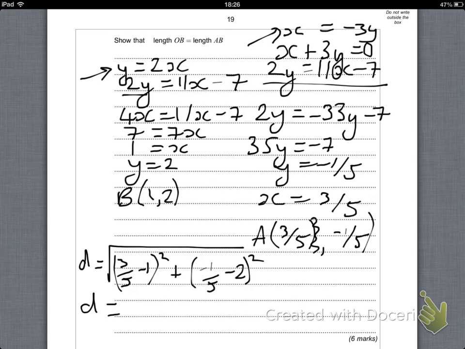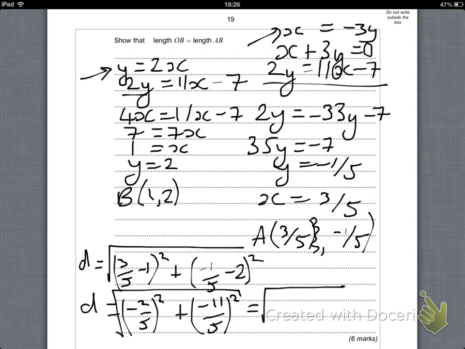So the distance is: 3/5 minus 1 whole 1 is minus 2/5 squared. And minus 1/5 minus 2 whole 1s, 2 whole 1s is 10/5, so minus 1 minus 10 over 5 is minus 11/5 squared. And don't forget your square root, which is the square root of 4/25 plus 121/25, which is the square root of 125/25, which is the square root of 5.